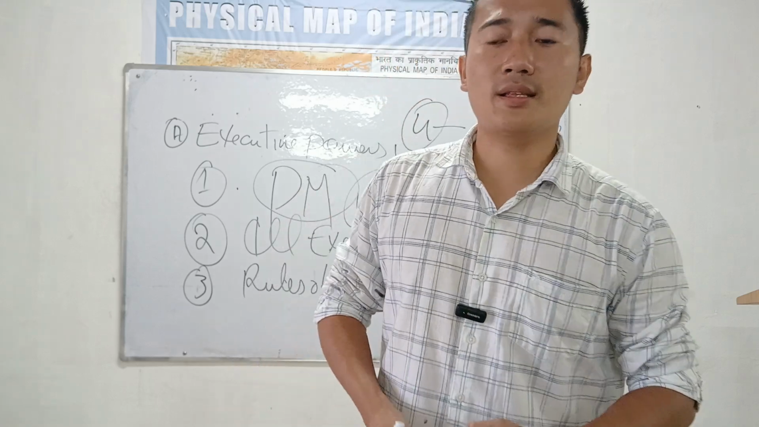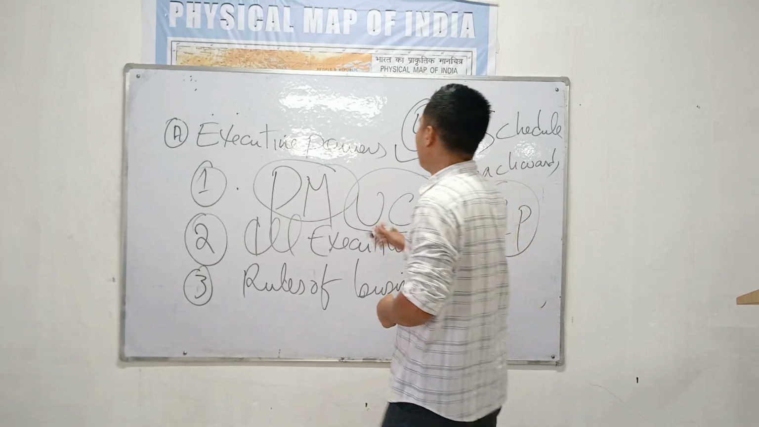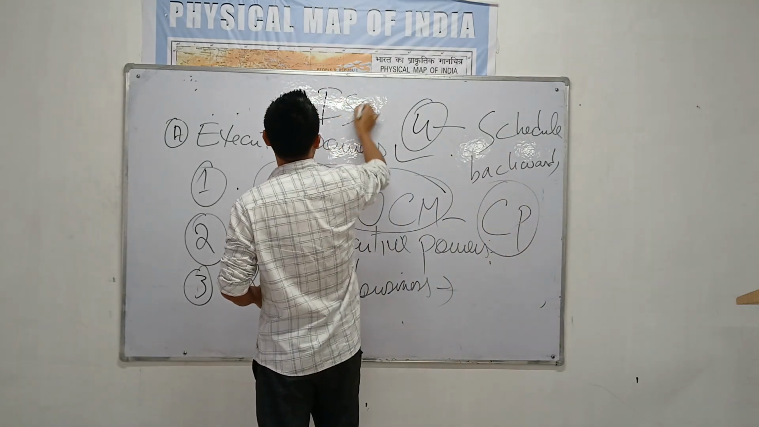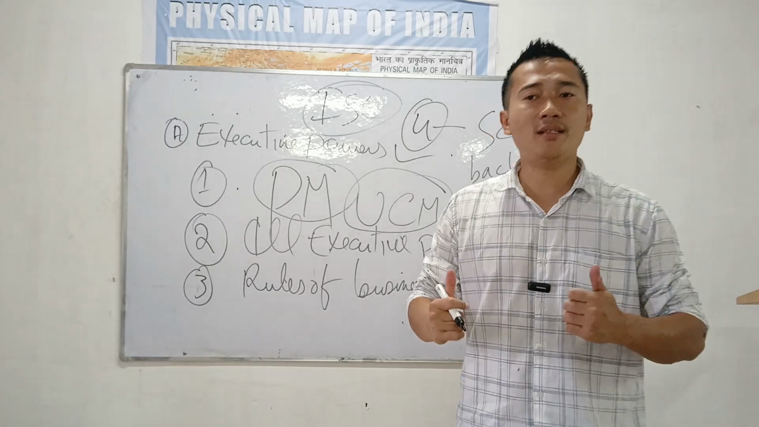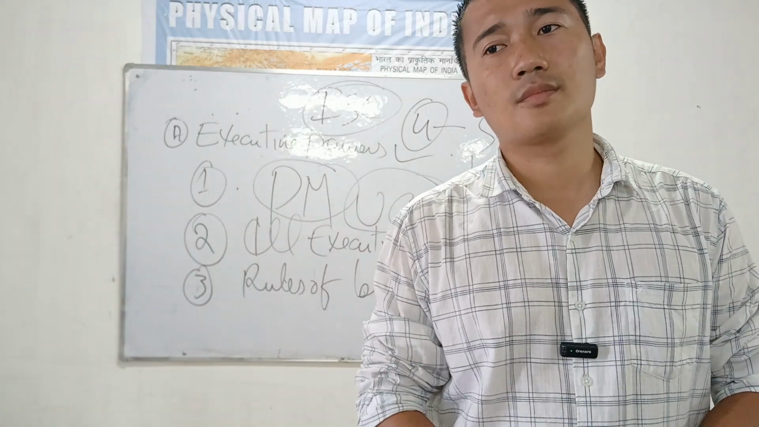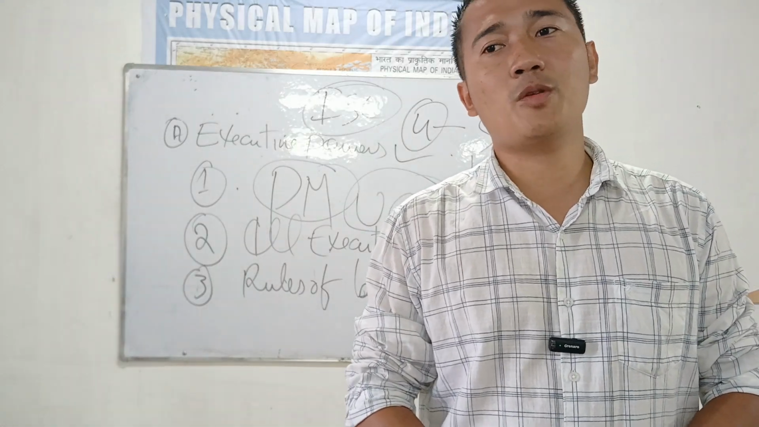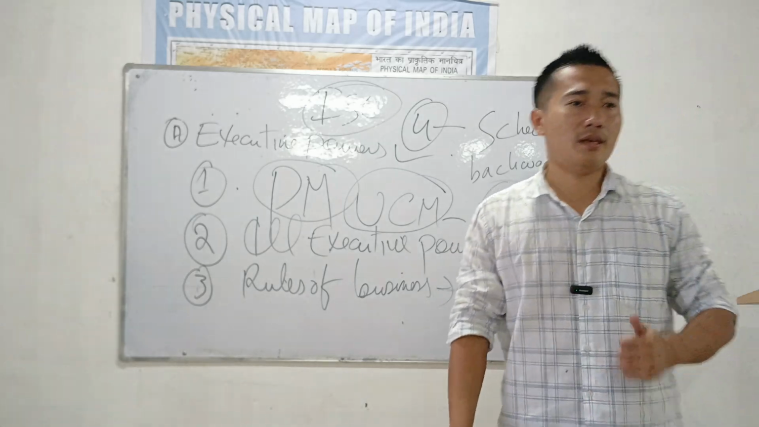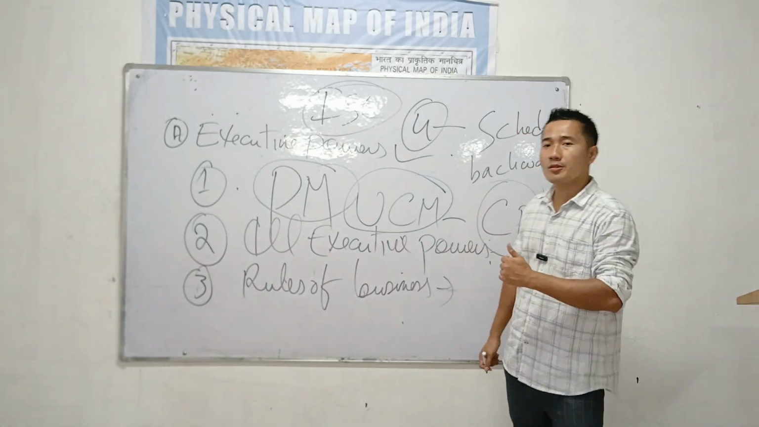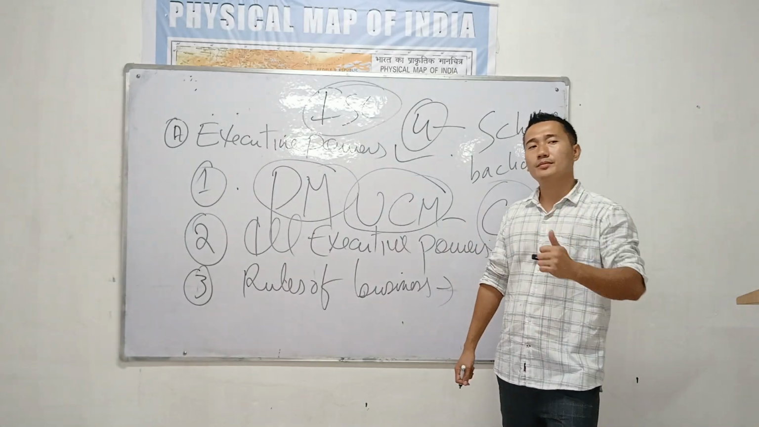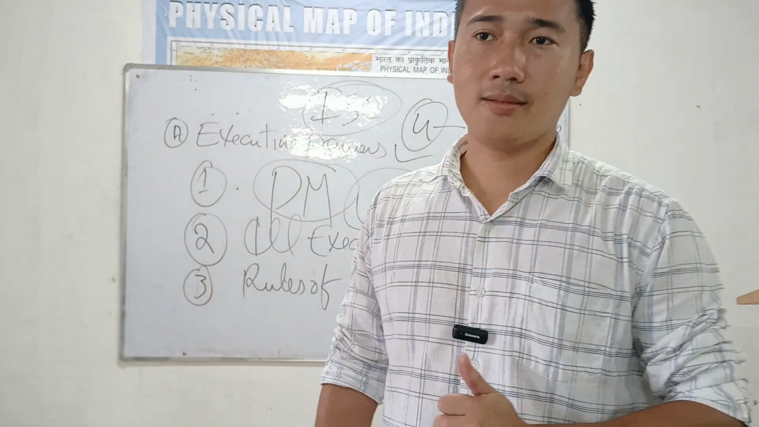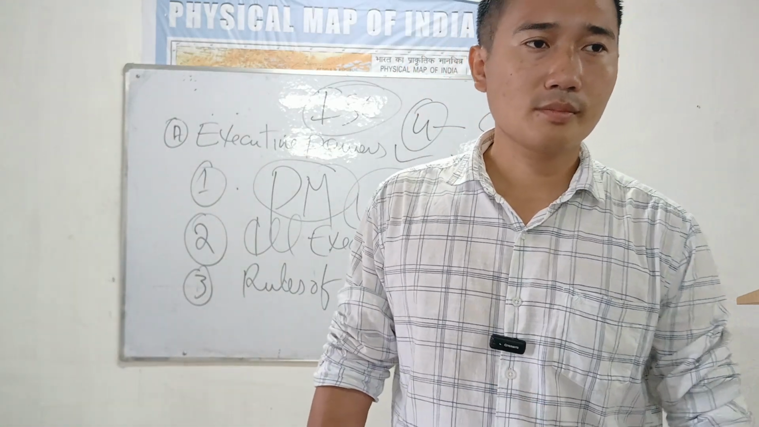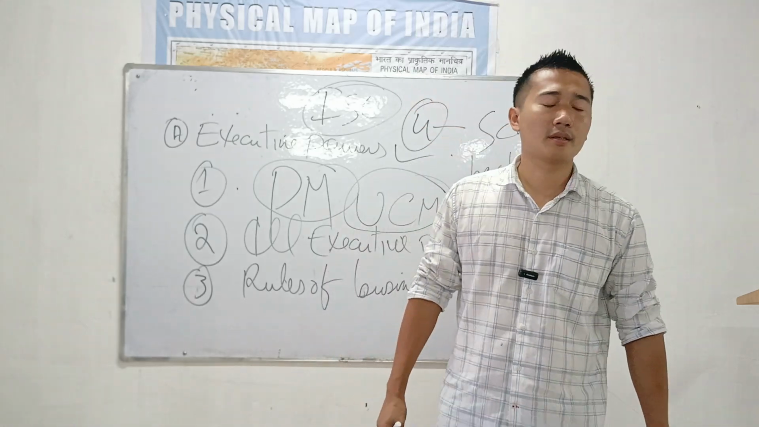Next executive power, he appoints the Interstate Council. Interstate Council, very much important. He can set up an Interstate Council for resolving disputes among different states. Next point.